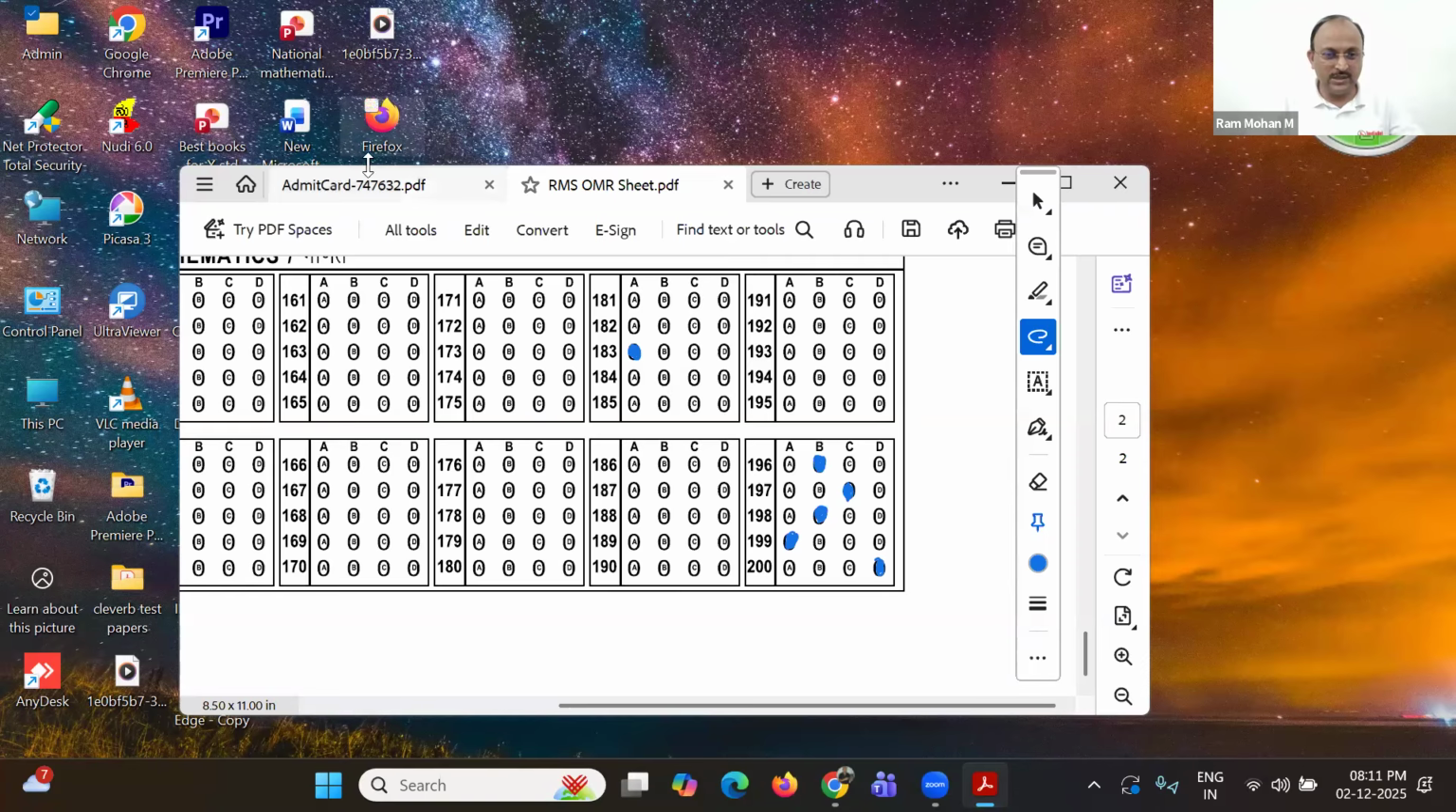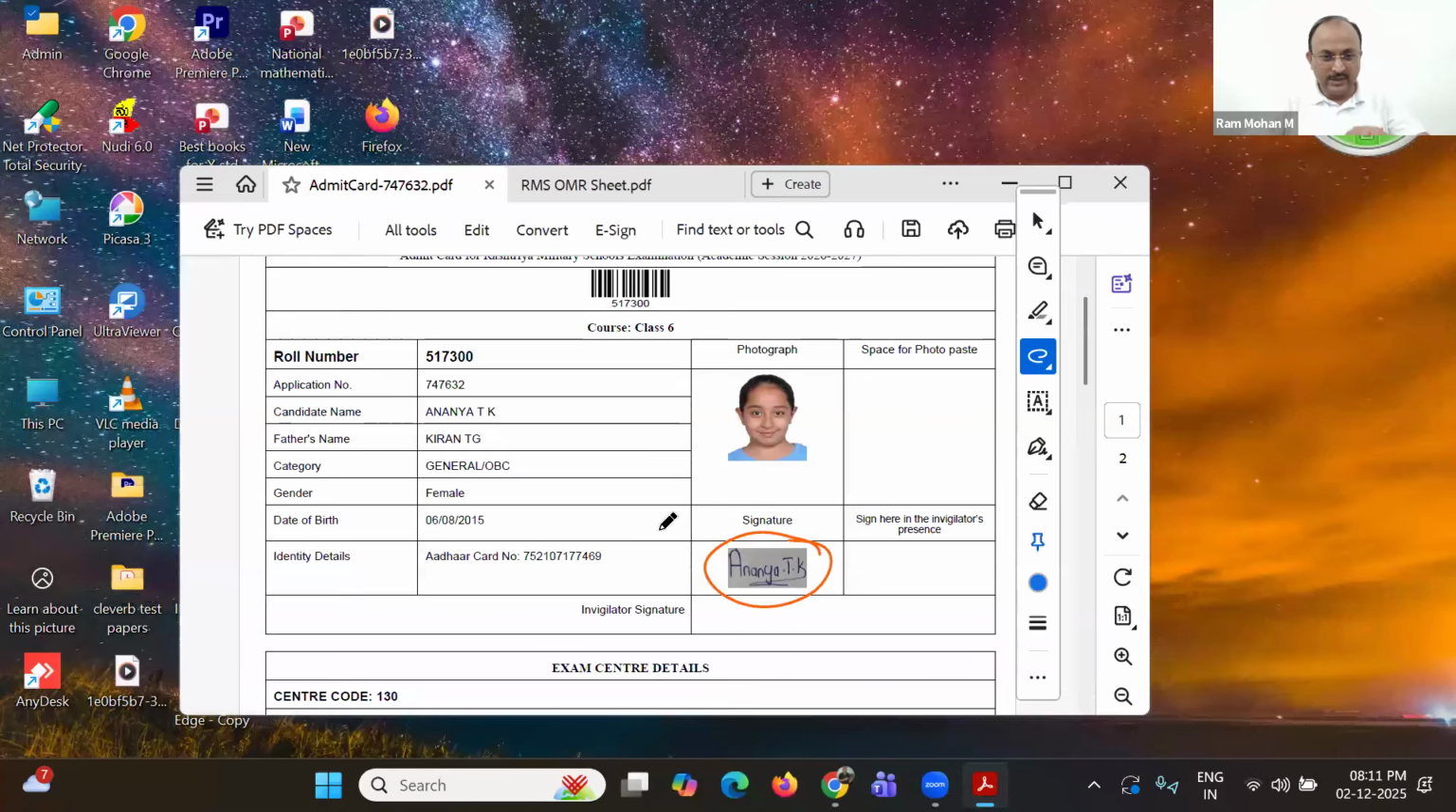Let's see the admit card instructions also. This is your application number, candidate name, father name, general category, gender, date of birth, and identity details. The Aadhaar card number you have marked, and here is the space for photo pasting. Here you have to paste your photo. Sign here in the invigilator's presence. You should not sign here now. You should sign only in the presence of the invigilator.